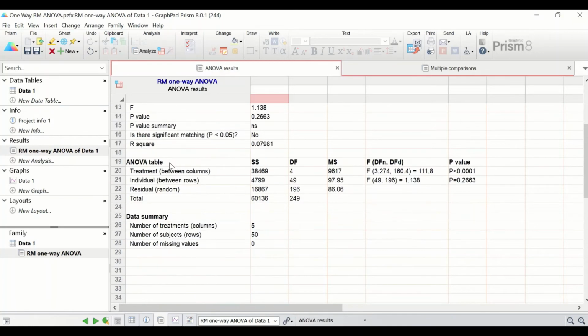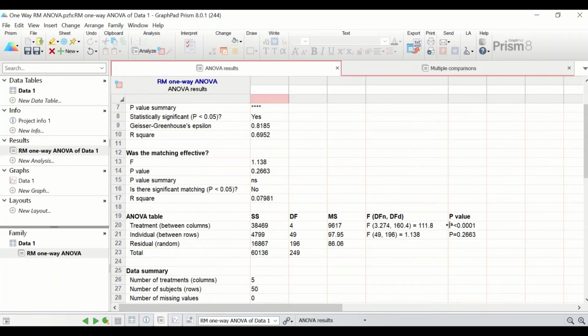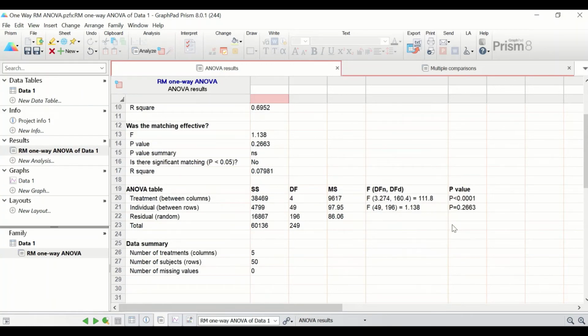Scroll down to the ANOVA table. What is of interest in this table is the row that shows between columns, as this repeated measures ANOVA is a within-subject test. And as shown here, there is a significant difference as the p-value is less than 0.05. So this repeated measures one-way ANOVA suggests that there is a difference in the mean for the five levels.